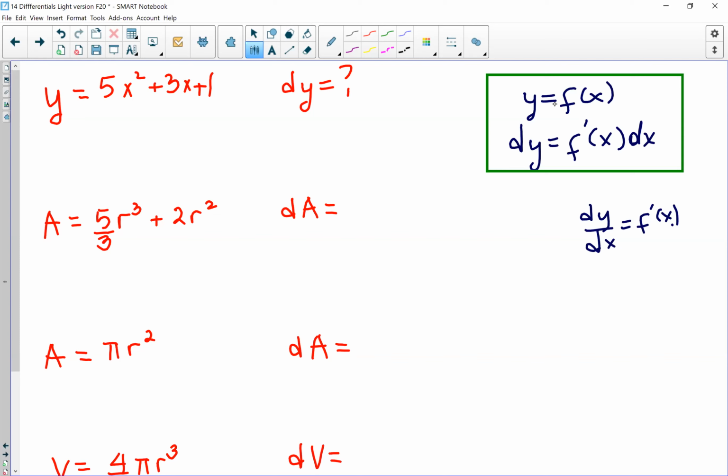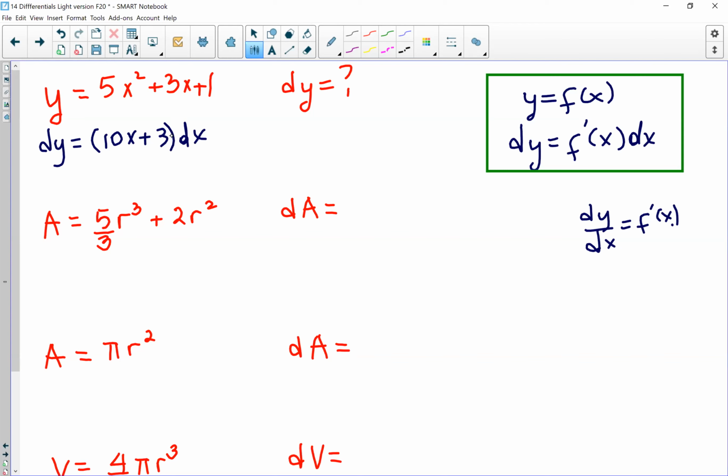So if y is the given function, what is dy? All you have to do is take the derivative of the right-hand side and put dx next to it. So dy is the same as f prime of x dx. F prime of x is 10x plus 3, so there we have it.